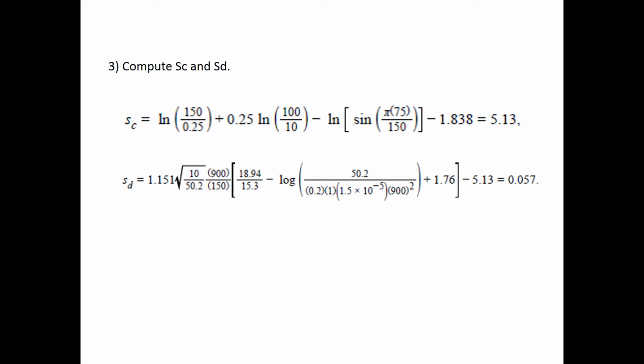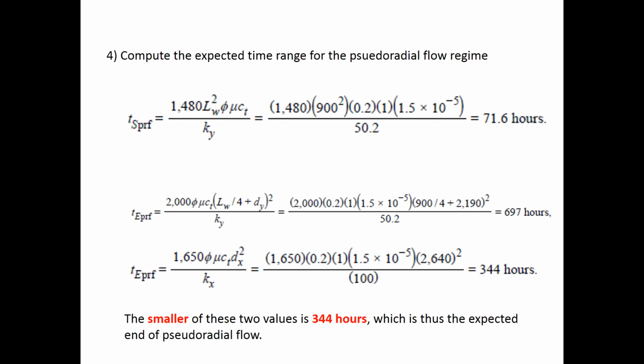Then, we compute the values for Sc and Sd, and we get Sc equal to 5.13 and Sd equal to 0.057. Lastly, we compute the expected time range for the pseudo-radial flow region. We have concluded that the start of this period is 71.6 hours and the end of this period is 344 hours.